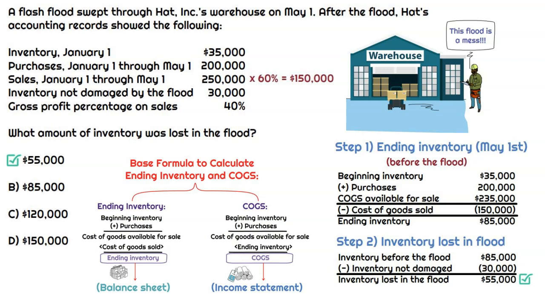Now, honestly, what made this question easy was using the base method, which is also referred to as the inventory roll forward, right? We could figure out what ending inventory was fairly simply, and then once we had that, it really wasn't that hard to calculate the amount of inventory lost in the flood. So make sure you know how to use the base or the inventory roll forward method. It's going to save you time and time again.